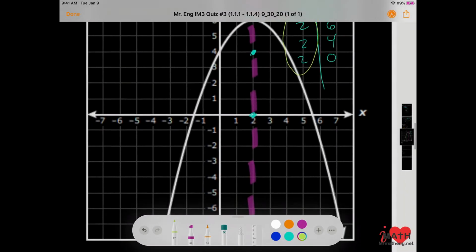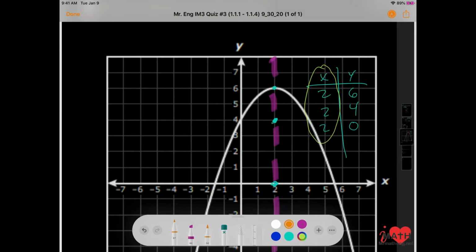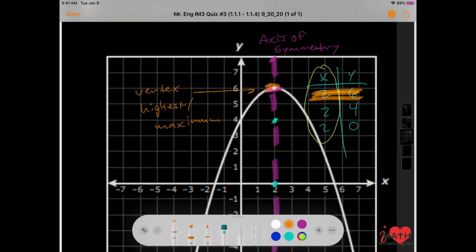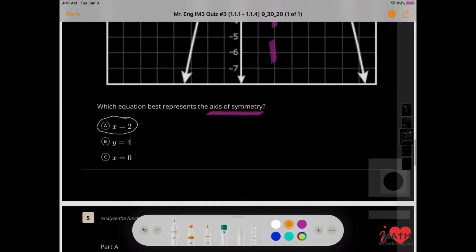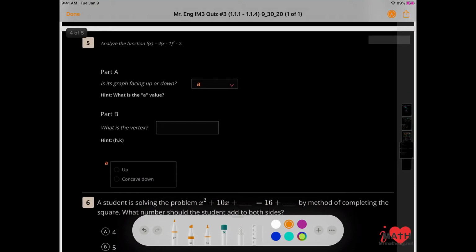Okay? And just to point out, the vertex here in our table of values is on the axis of symmetry. So let's write that. Axis of symmetry in pink here. And that point there in orange, they call it the vertex. In this case, it is the highest or maximum in our roller coaster. Those are all synonymous, vertex and maximum, to that point right there. And notice how that point is on the pink line. All right, let's move on to the next one.